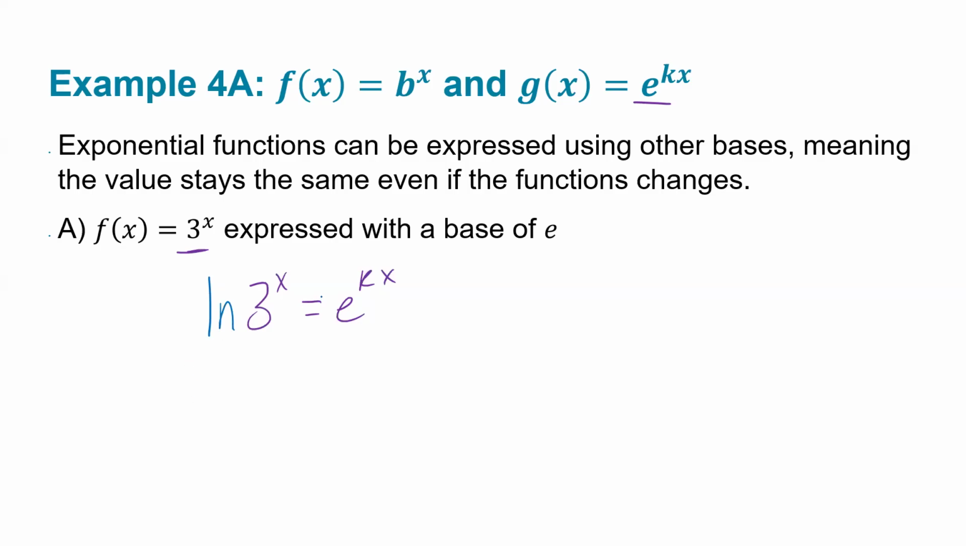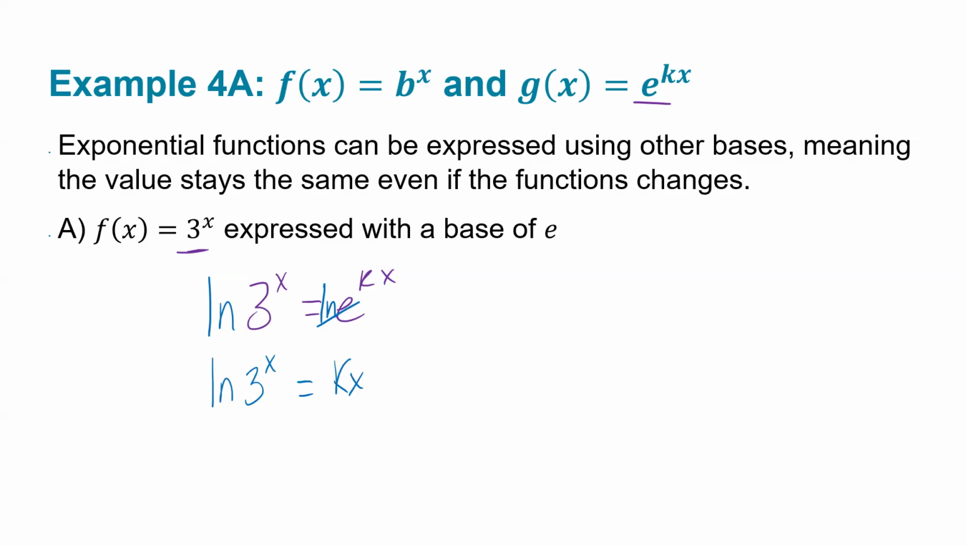What do we say once natural log and e are with each other? They cancel each other out, right? They're inverse operations. So the e now goes away, and we're left with the natural log of 3 to the x equals k times x.